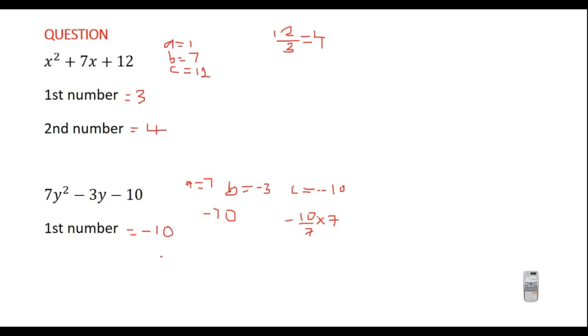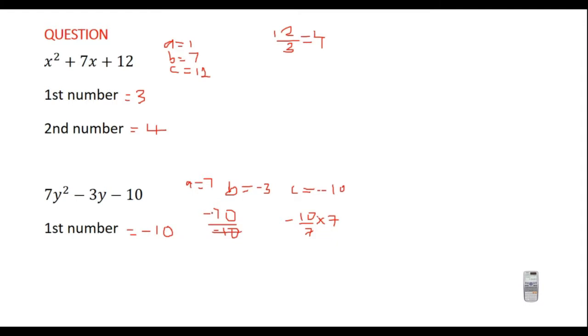Now, this is how to find the second number. Divide A times C. In this case, you know that A times C is -70. We have that here. Divide A times C by the first number. The first number is -10. A times C is -70. So you are going to have -70 divided by -10.